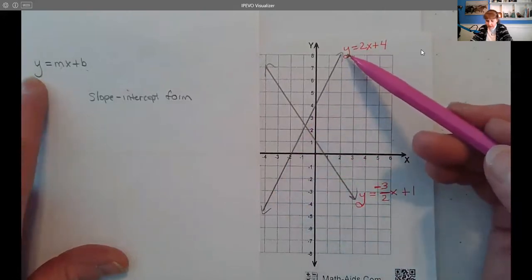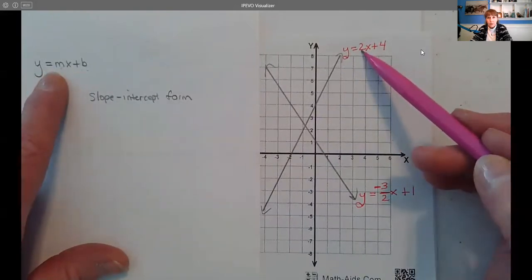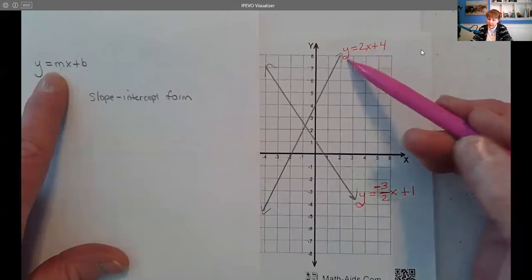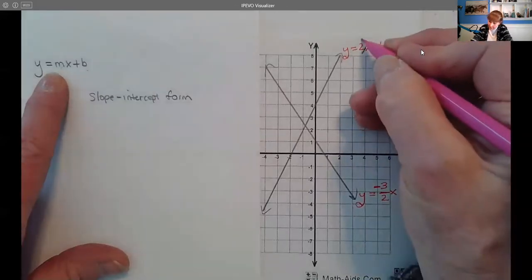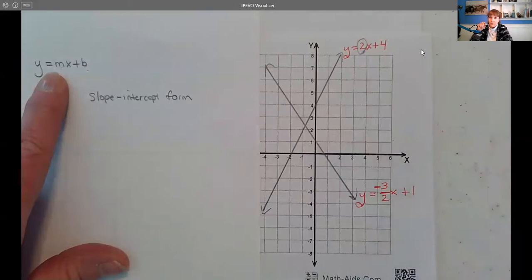If the y is by itself, the number in front is the slope. So I'm saying that the slope of this line here is 2. Now, for some reason, some people want to include the x, they say, oh, the slope is 2x. But the slope is a ratio of two numbers, and in this case, the slope is 2. So that's all there is to it. The slope is 2.